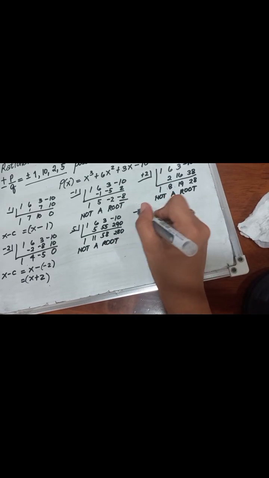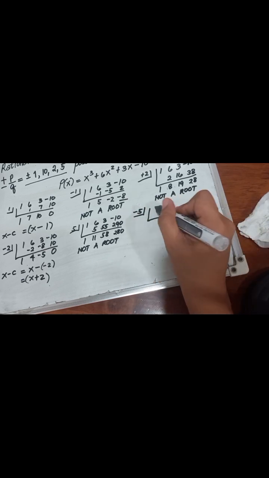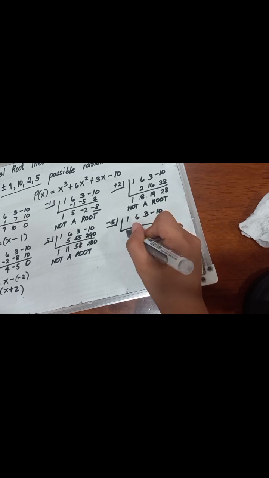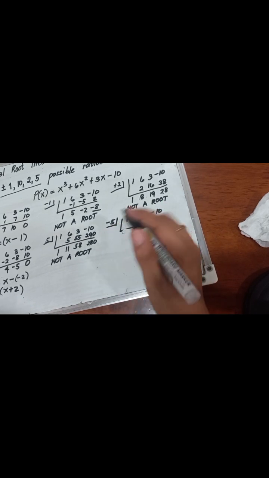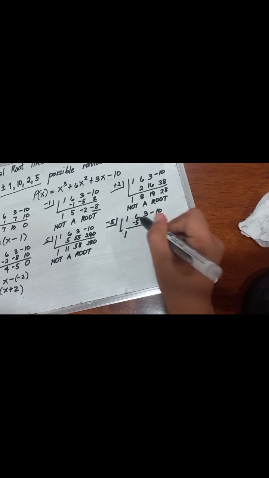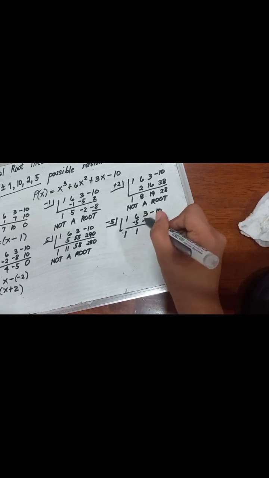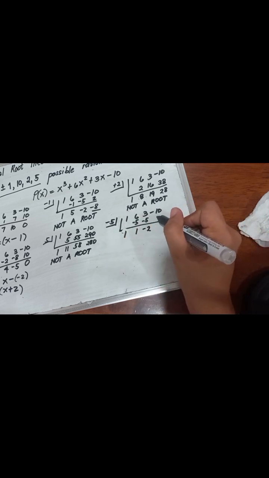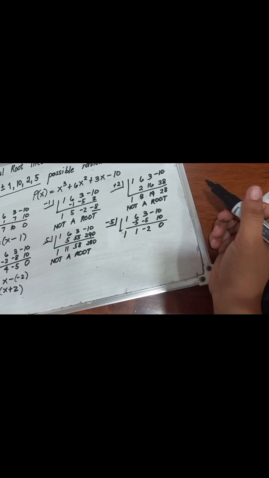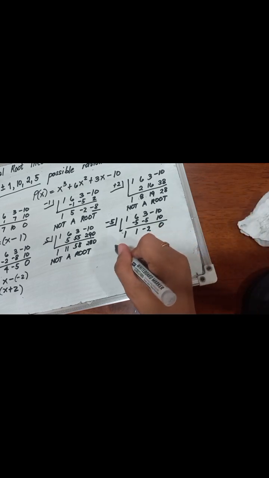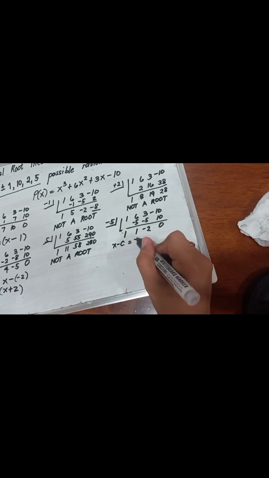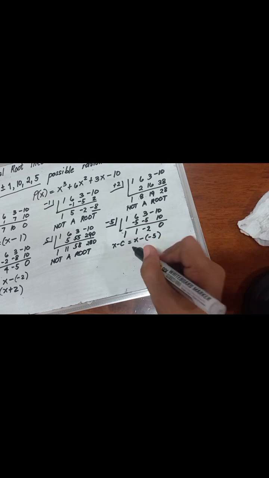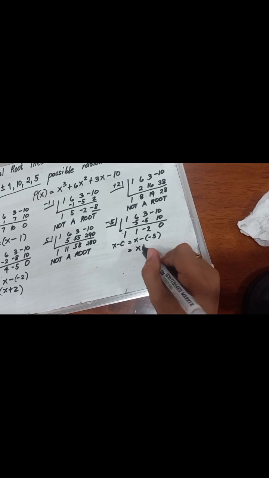Next, we have negative 5. So we have 1, 6, 3, negative 10. Bring down 1, times negative 5. 6 plus negative 5 is 1. Times negative 5 is negative 5, 3 plus negative 5 is negative 2. Times negative 5, that's positive 10. Then 0. So therefore, x minus c is equal to x minus negative 5, then we have x plus 5.